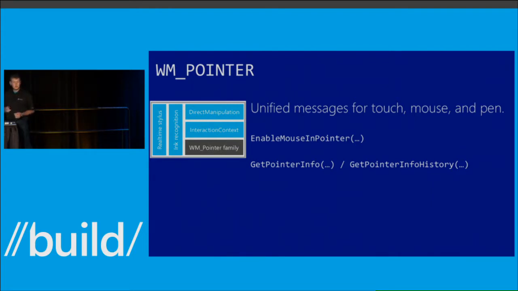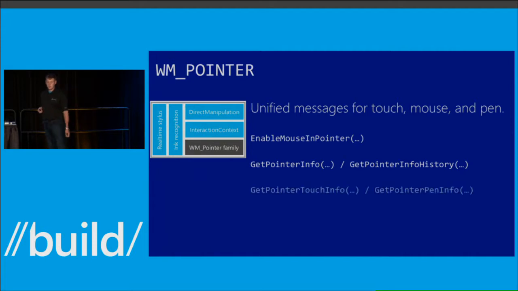Now, GetPointerInfo provides the information that is common across the different pointer devices. But the system provides APIs to allow you to get device-specific information as well. And that's through GetPointerTouchInfo and GetPointerPenInfo. Now, for the pen, this provides information like the tilt of the pen as the customer is actually writing, or the pressure that they're putting when they're drawing. With touch, it gives you information like the contact geometry and the orientation of that geometry.